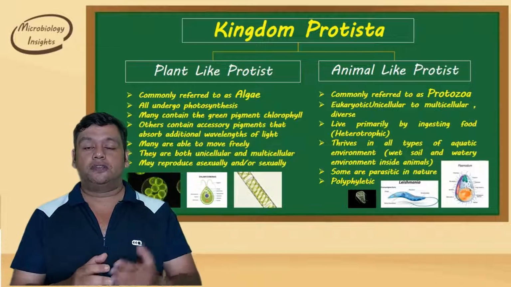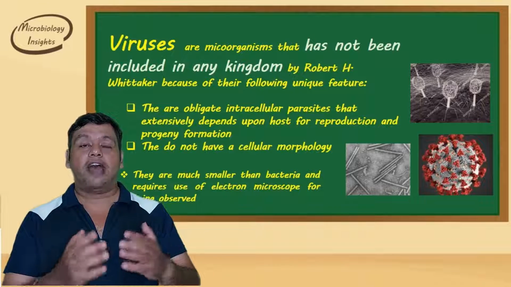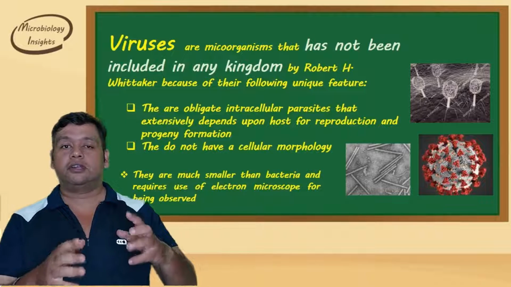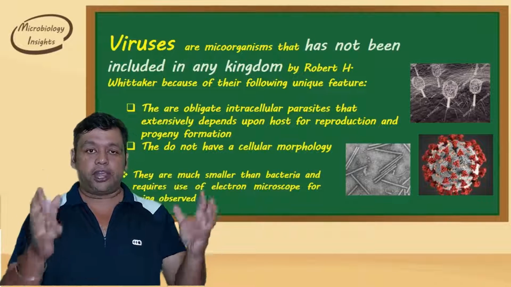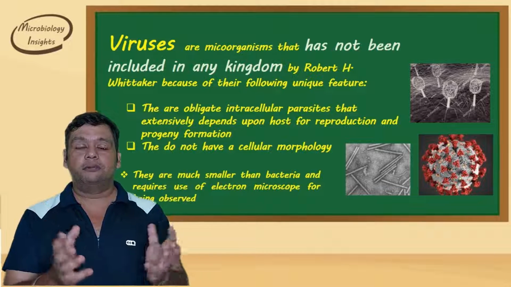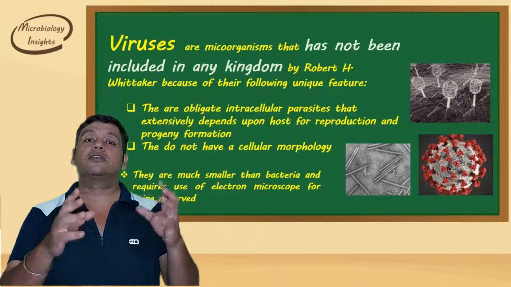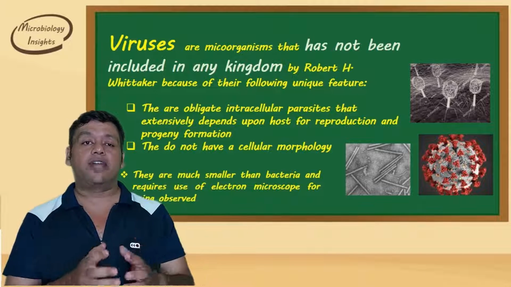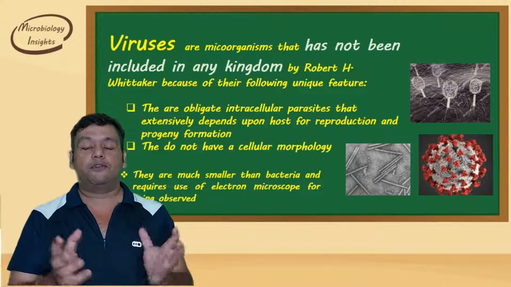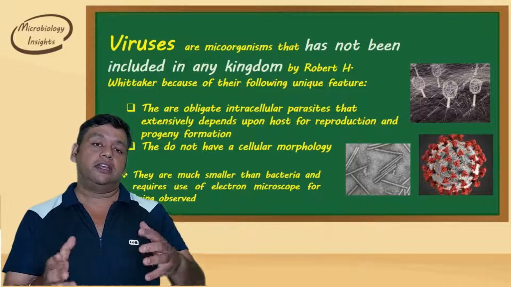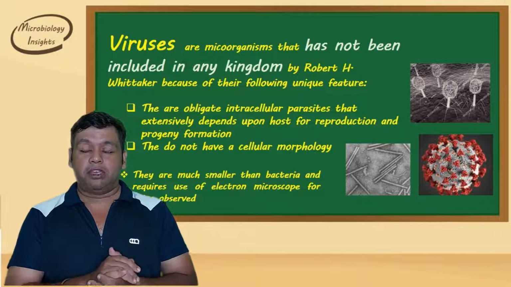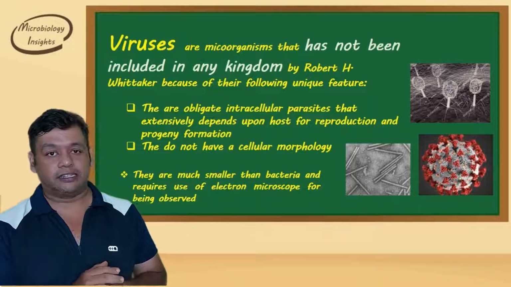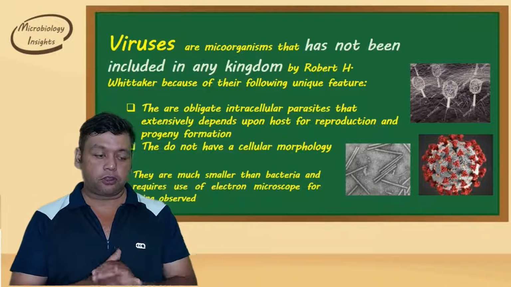However, Robert H. Whittaker didn't include virus in his classification system, because one of the bases of his kingdom classification system was cellular type, and viruses do not have any cellular kind of morphology. So basically it was not included in the five kingdom classification as proposed by Robert H. Whittaker.